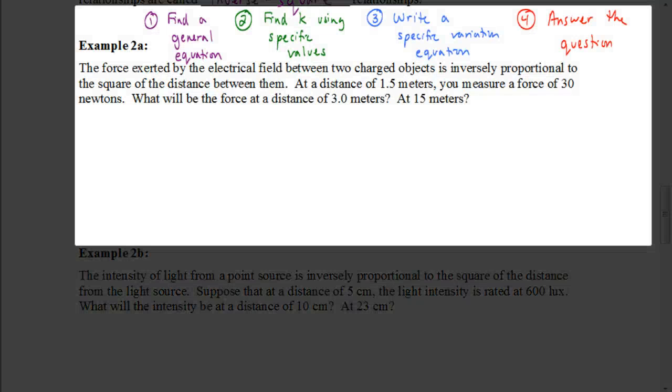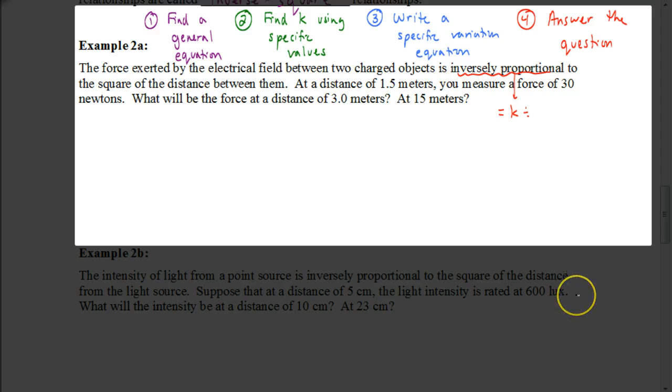So here it says the force exerted by the electrical field between two charged objects is inversely proportional to the square of the distance between them. Let's stop there. So in the first sentence here, it's going to give us the general equation. Obviously in this section, it's going to be k divided by x squared, but sometimes our story problems will be intermingled with the stuff that we talked about in the previous video. So it's important to always look for that phrase, inversely proportional. Because if you see that phrase, we talked about this before, it's equal to k divided by. That's what that phrase represents.